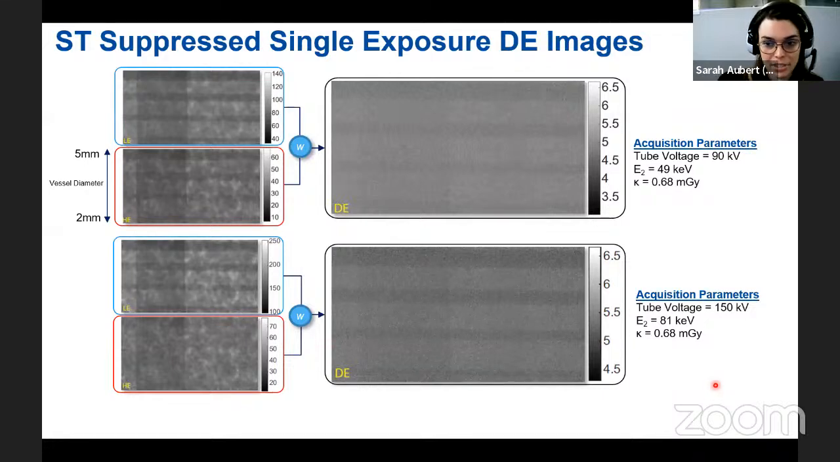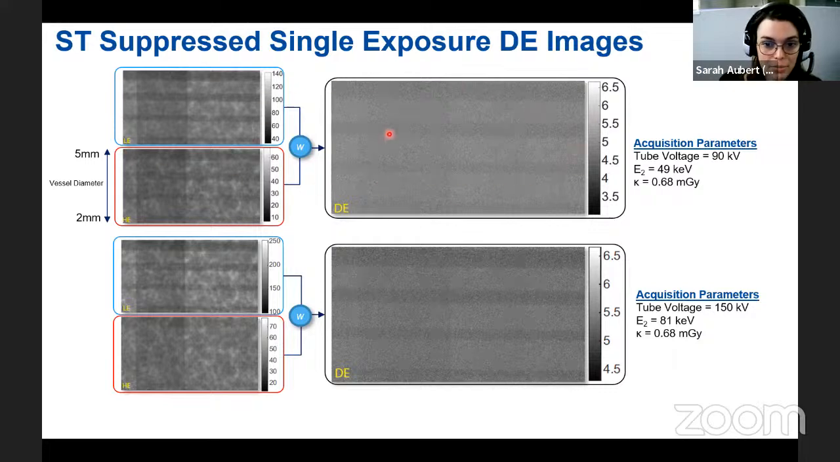So in our second example here, to better demonstrate how we can use this technique to better visualize the vessels, we imaged our second phantom, where again, we're going from 2 to 5 millimeters in diameter as we move up the images here. And these iodine vessels are filled with an iodine stock solution that was 100 milligrams per milliliter.